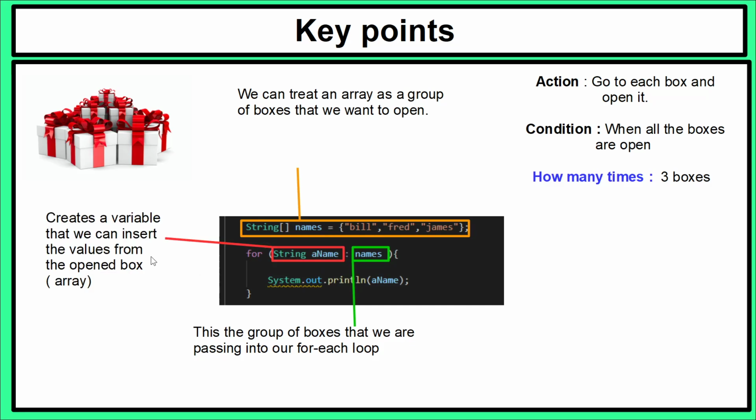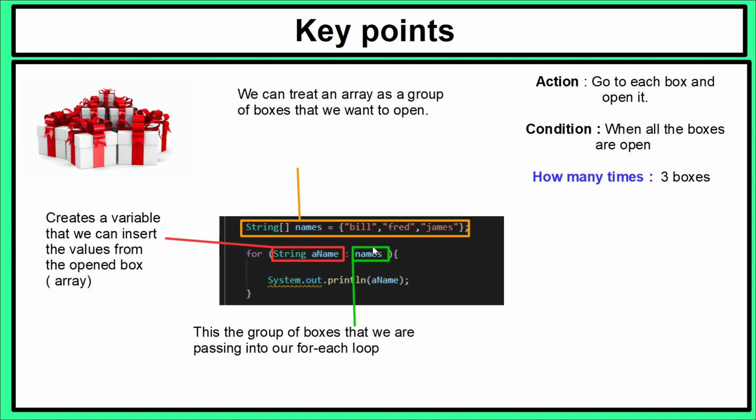Every time we open up one box, we're going to insert the values from that open box into this variable. So what happens in each loop is we open up one of the boxes and insert its value into our variable. Now in this case, all of our values will be strings, and that's why we need to give our variable a String data type. If we have an array that has integers, then we will need to change this from String to int.